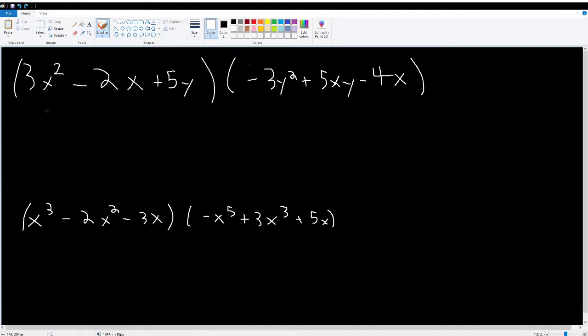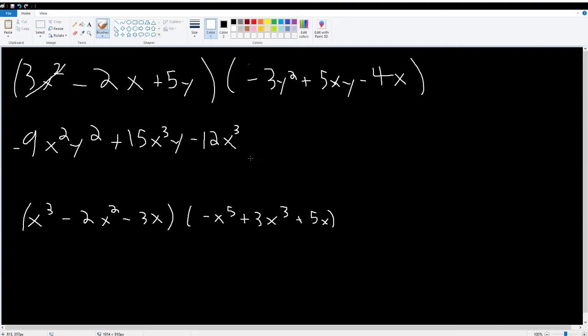First thing we have to do is 3x squared times negative 3y squared. So that's negative 9x squared y squared, right? 3x squared times positive 5xy is positive 15x cubed y, okay? 3x squared times negative 4x is negative 12x cubed, okay? Next, we're done with the 3x squared, so we can cross that out.